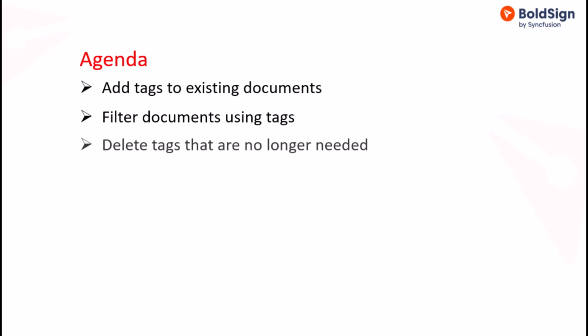Imagine you work at a legal firm that handles hundreds of contracts every month: client agreements, NDAs, employment contracts, and vendor contracts. Searching through these documents one by one would take a lot of time, but with BoldSign tags, you can keep everything organized by adding tags like NDA, onboarding, or contracts to your documents. This makes it easy to quickly access files by category, eliminating the need to manually sift through hundreds of documents. All right, let's dive in, and I'll show you exactly how to do that.